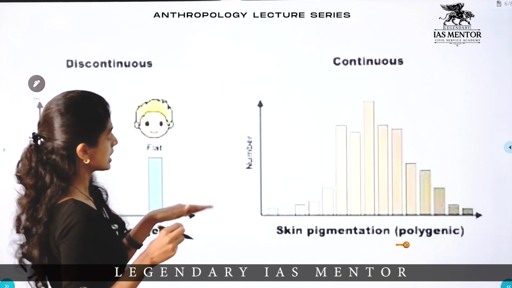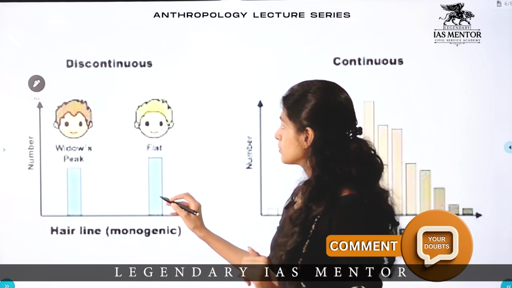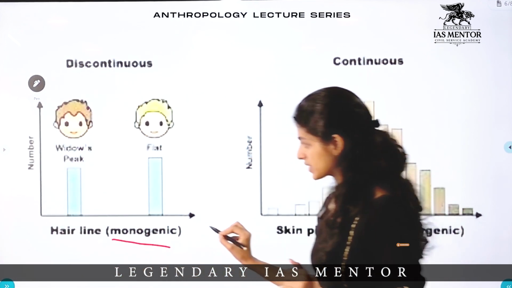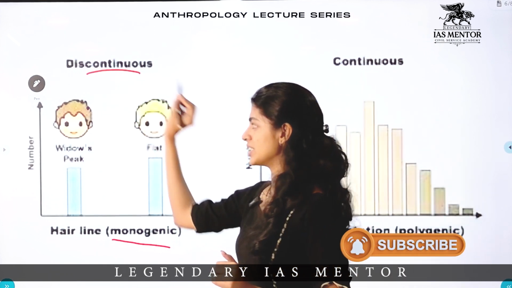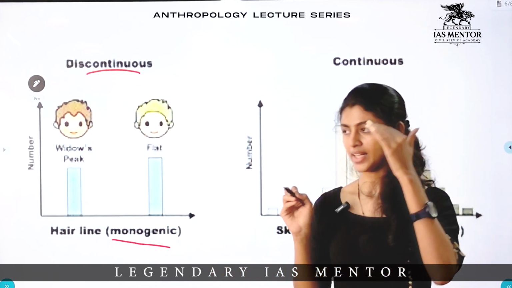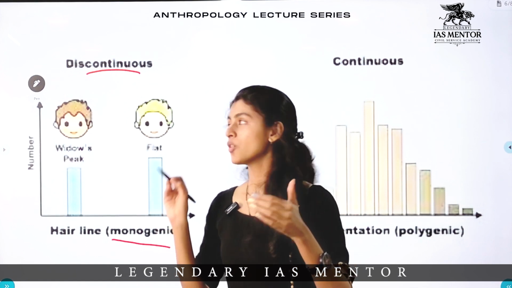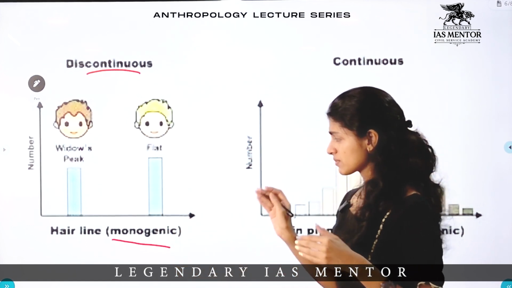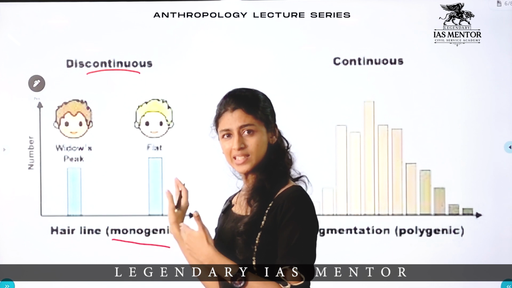The next feature is continuous variation. When it comes to the monogenic inheritance of Gregor Mendel, the variation is discontinuous. Say for example, our hairline. For some people, there will be a widow's peak. For others, the hairline would be straight. So here, this is a discontinuous variation.